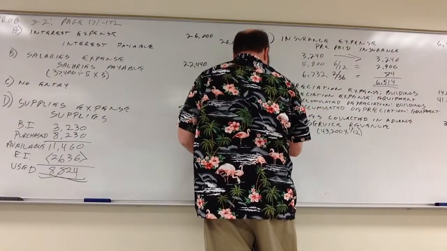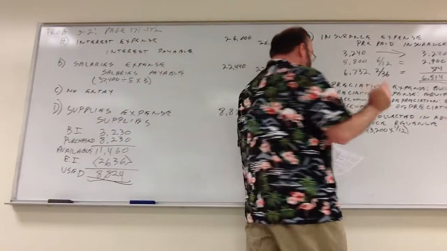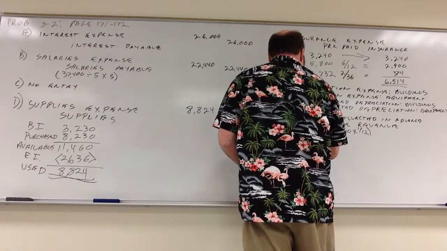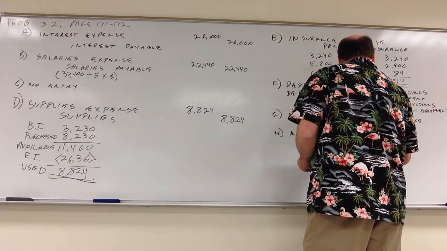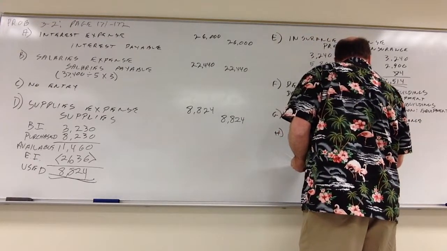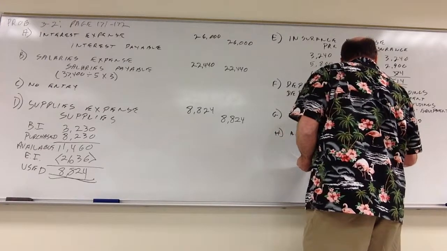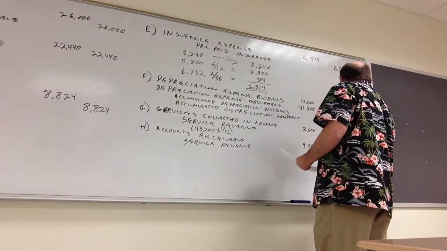H. The company calculates that as of June 30th, it had earned $9,000 on a $15,000 contract that will be completed and billed in August. So this is revenue earned but not yet billed. So we're going to debit accounts receivable, and we're going to credit service revenue. The amount is given to us. We don't need to calculate anything. $9,000.